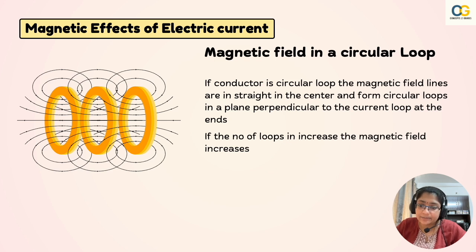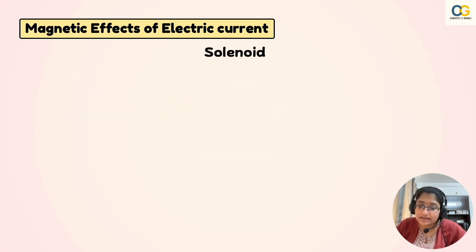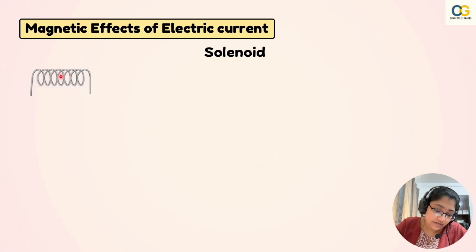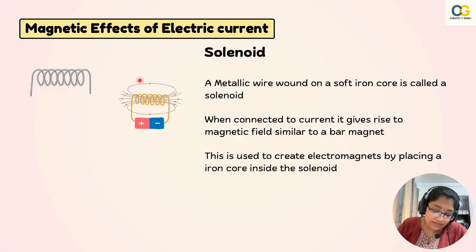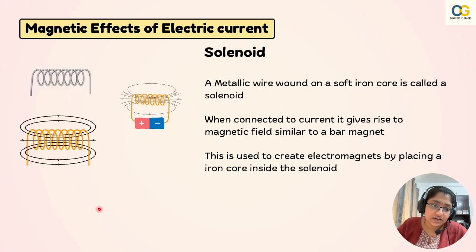Using this logic, people made something called a solenoid. It's a metallic wire which is wound like this to form circular loops, and it is wound on a soft iron core, which causes it to be a solenoid. And when it is connected to a circuit, the magnetic field that it generates is very similar to what you see in a bar magnet. The same magnetic fields you could have seen in a bar magnet.